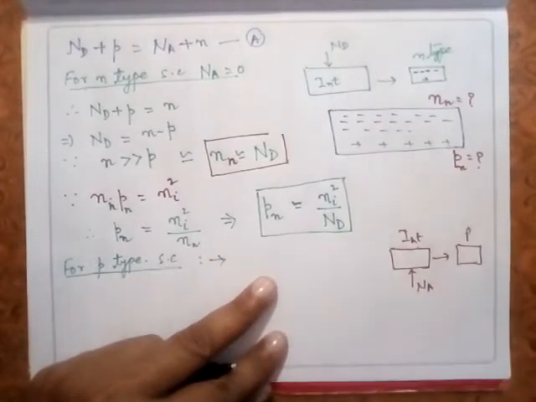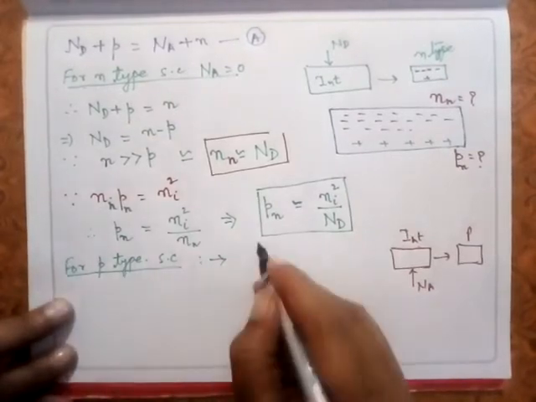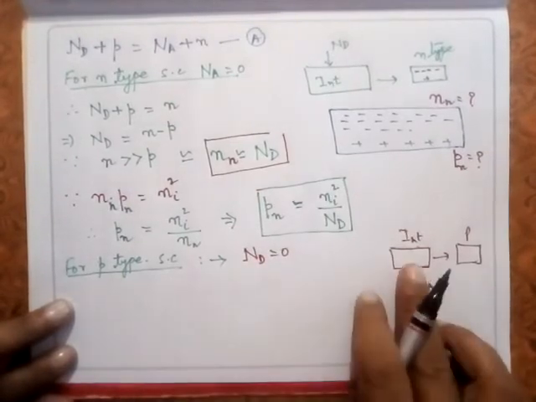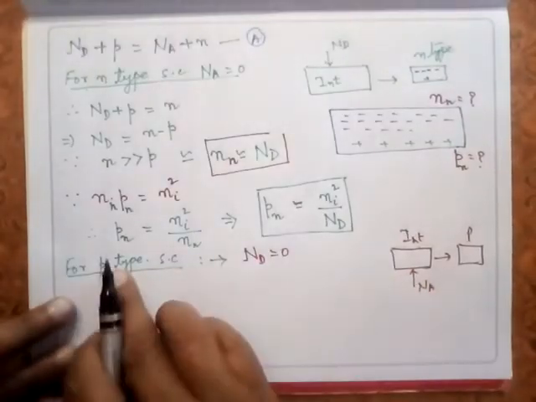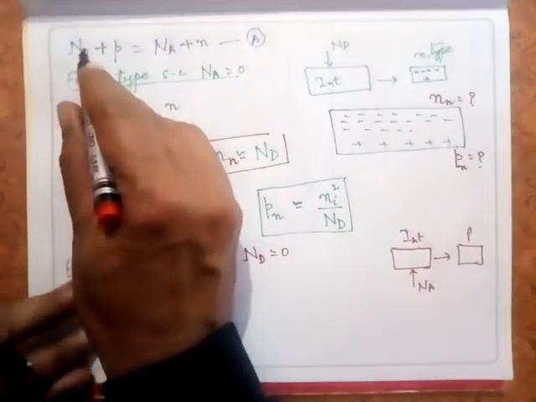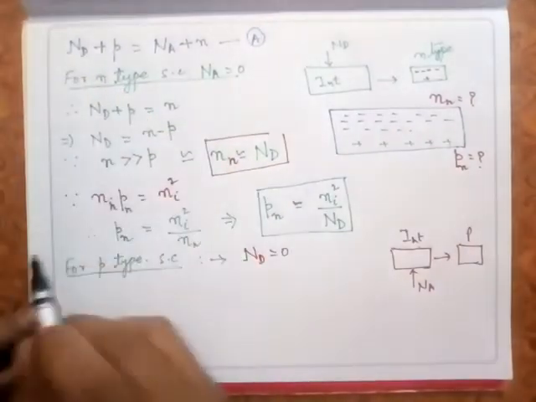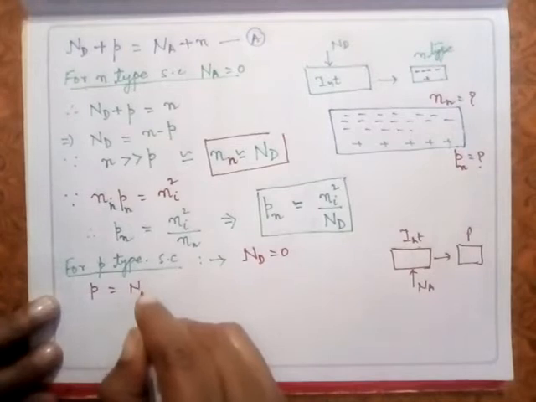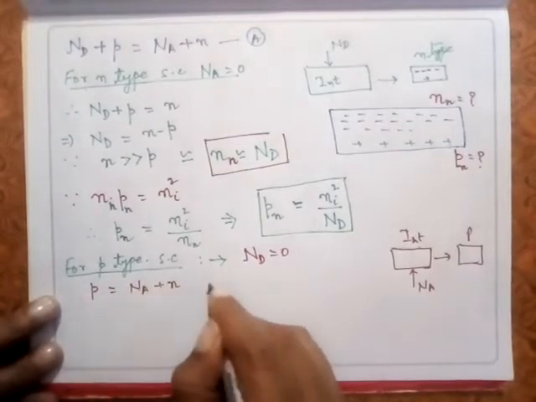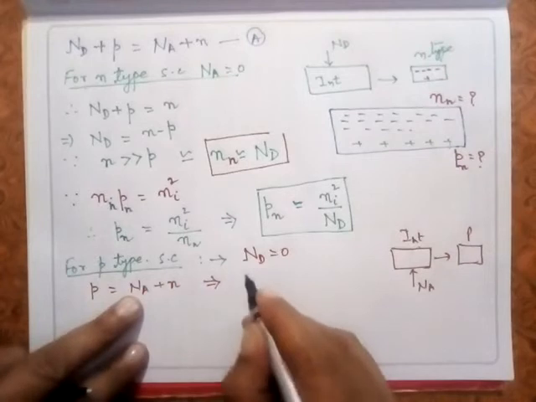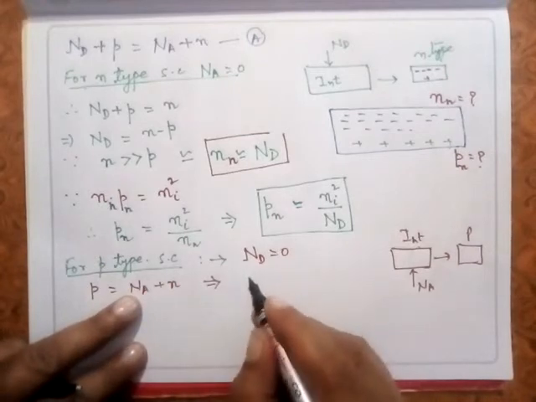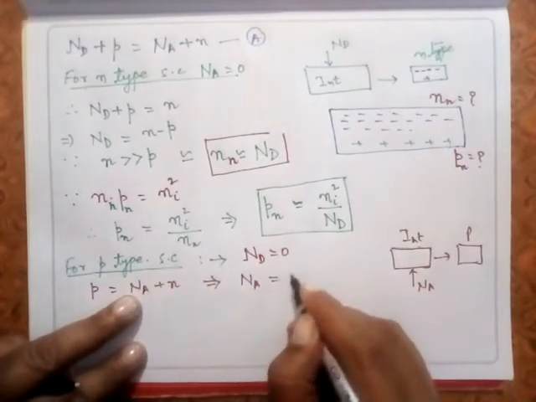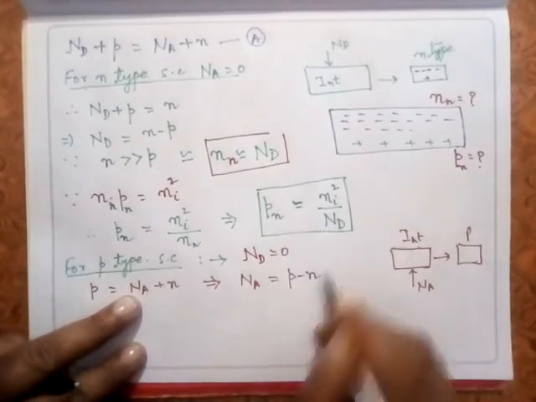So the very first thing is that in this type of semiconductor Nd is equal to 0, because it is made p-type by adding acceptor impurity. So in equation A, I substitute Nd equal to 0. So I can say that p is equal to Na plus n, or Na is equal to p minus n.